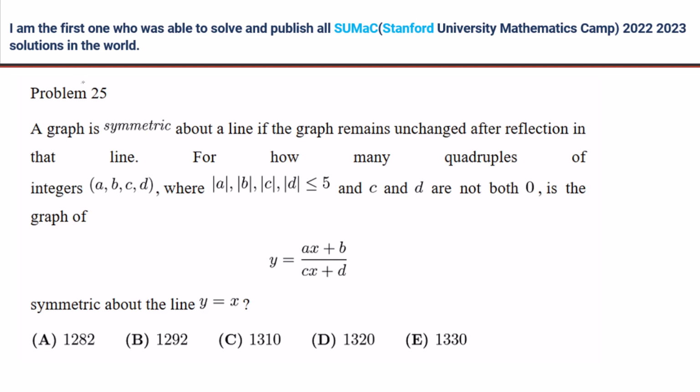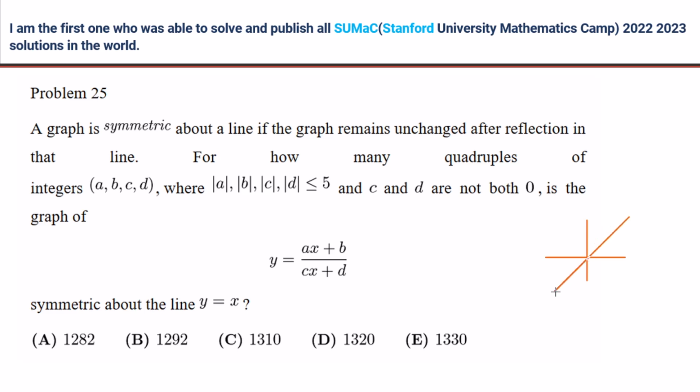Okay, so do you know that, for example, it says the graph should be symmetric about this line, right? Yeah. What does it mean? For example, y equals x is this line, right?